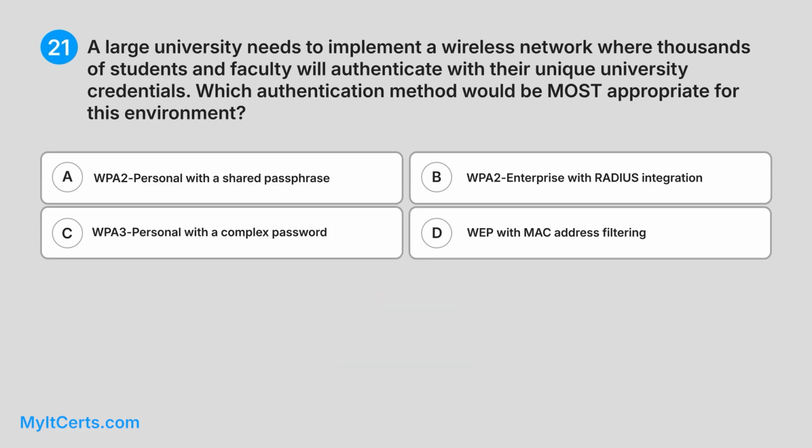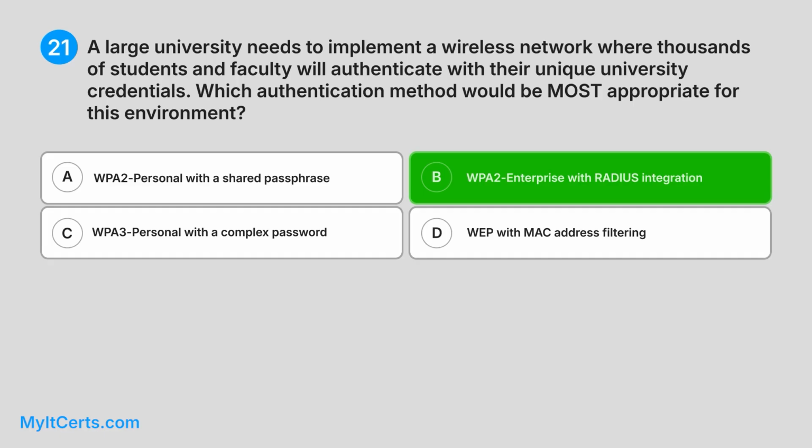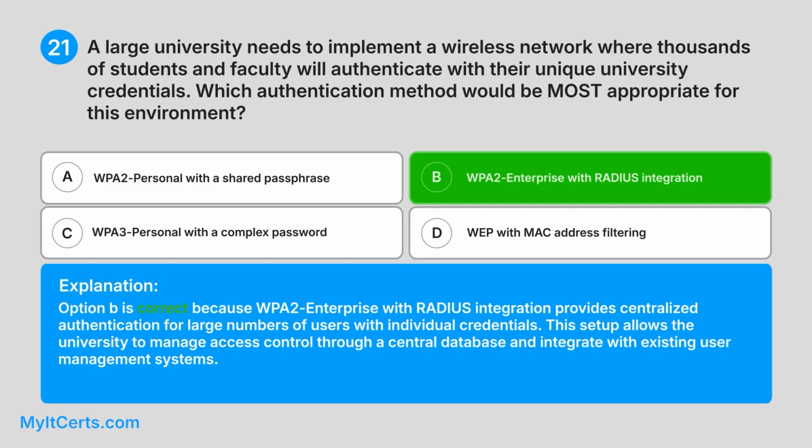Correct answer: B. WPA2 Enterprise with RADIUS integration. Explanation: Option B is correct because WPA2 Enterprise with RADIUS integration provides centralized authentication for large numbers of users with individual credentials. This setup allows the university to manage access control through a central database and integrate with existing user management systems.